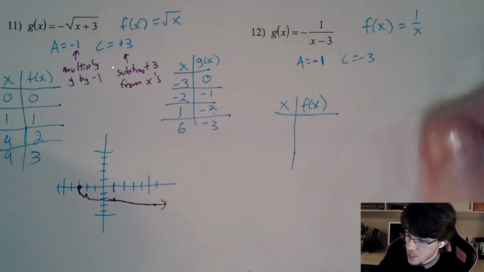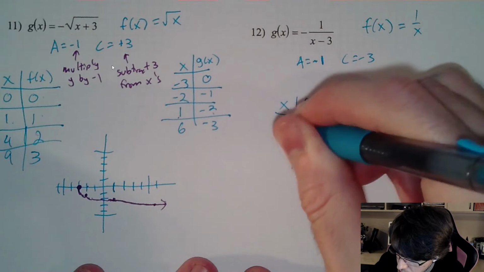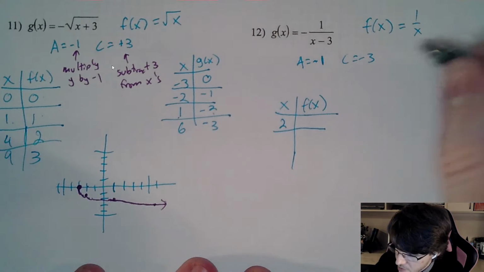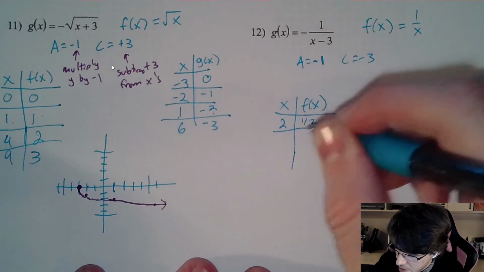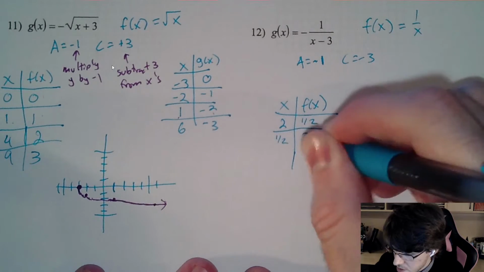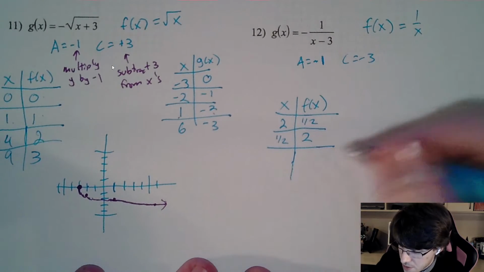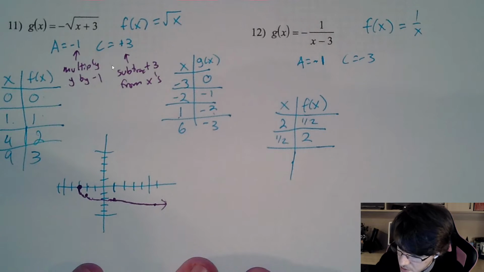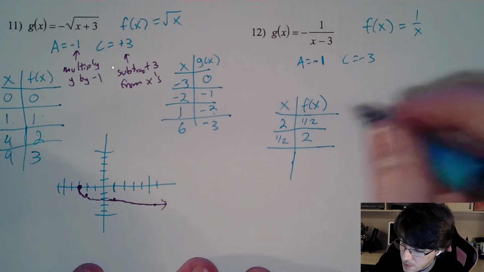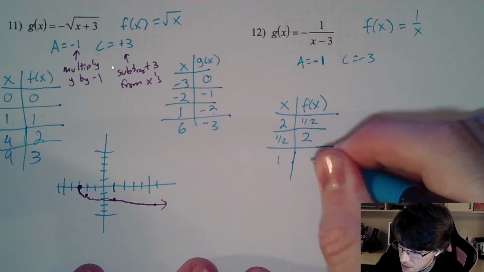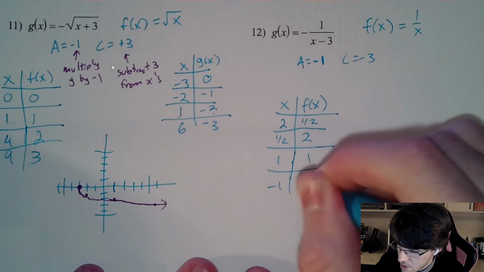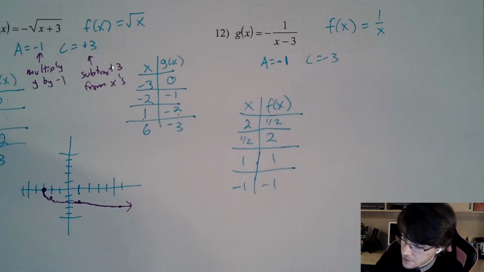Let's do it. So let's say we had 2. If you plug in 2 to the original, you get a half. Plug in a half into it, you get 2. 0 is undefined, so we actually don't need to write anything for 0. And then we got 1 and 1. We got -1, -1. Those 4 coordinates should be enough.